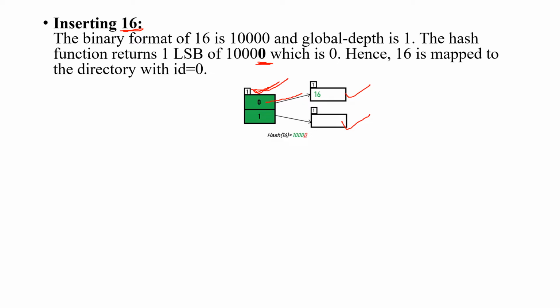For 16, this is the LSB bit and this is the MSB bit. Here I am working on the LSB bit. The global depth is 1, so I take 1 LSB bit. If the global depth is 2, we take 2 LSB bits. On that basis I store the element in the bucket. 16 has an LSB bit of 0, so 16 is stored here.